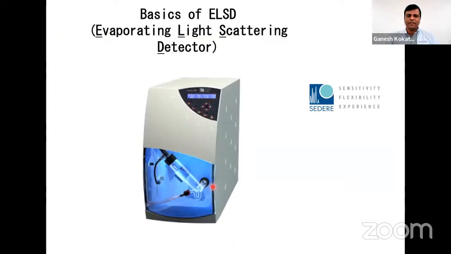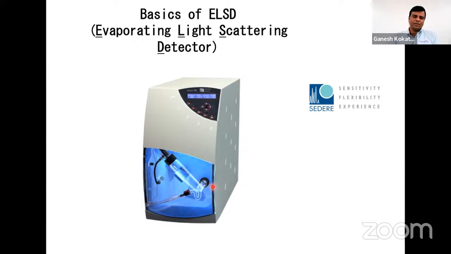So coming to the other detectors, we just covered the PDA and UV. Apart from that, there are other detectors. If the compound is not UV active, or you may say it does not contain any chromophore, then in that scenario we need to use other detectors apart from UV and PDA. So there are two detectors specifically. One is the RI detector, which is refractive index, and the second one is the ELS detector. The name itself indicates it's an evaporative light scattering detector.